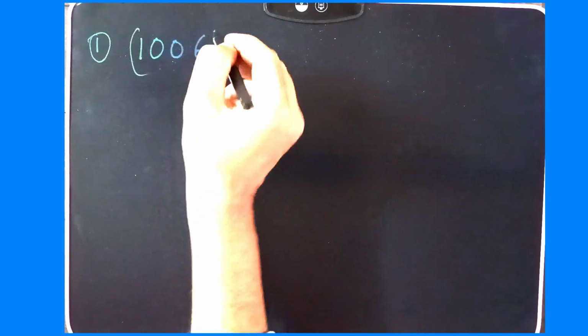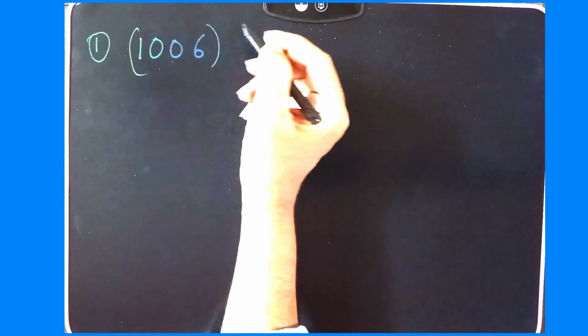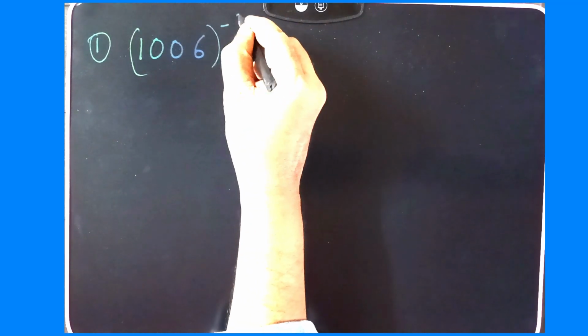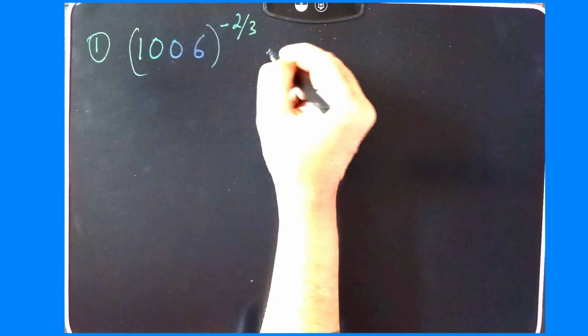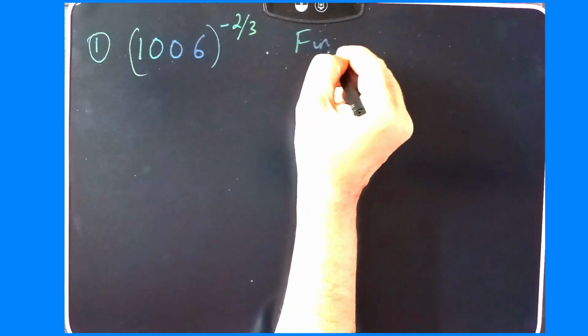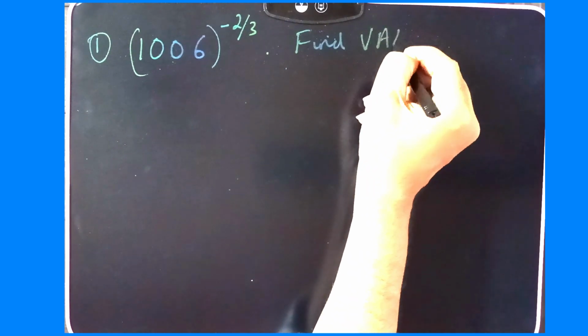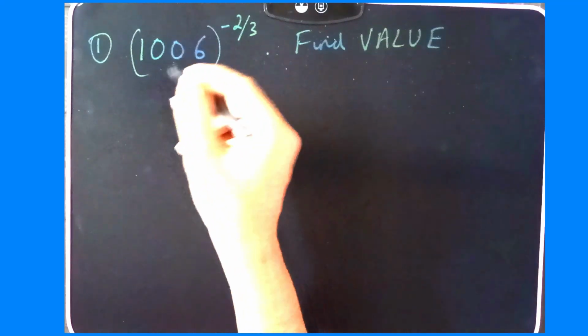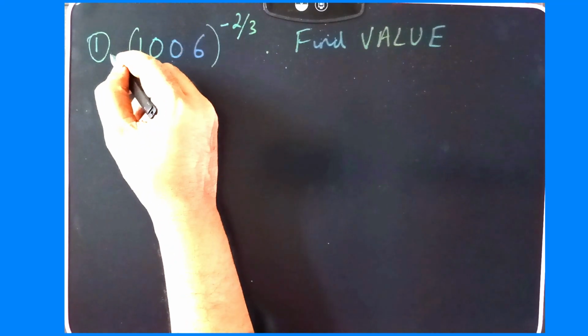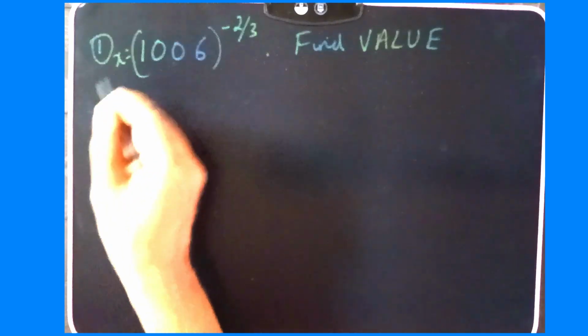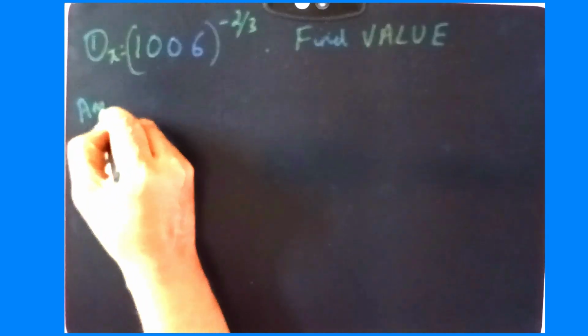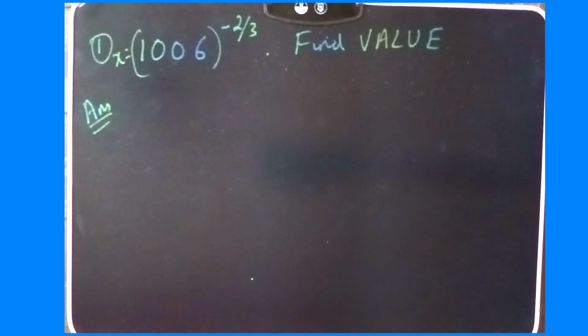First problem of binomial, we have an equation: 1006 raised to power of minus 2 by 3. We need to find the value of this particular number, x is equal to, we have to find the value of x. So now let's solve it. You try to solve it first before I move ahead.